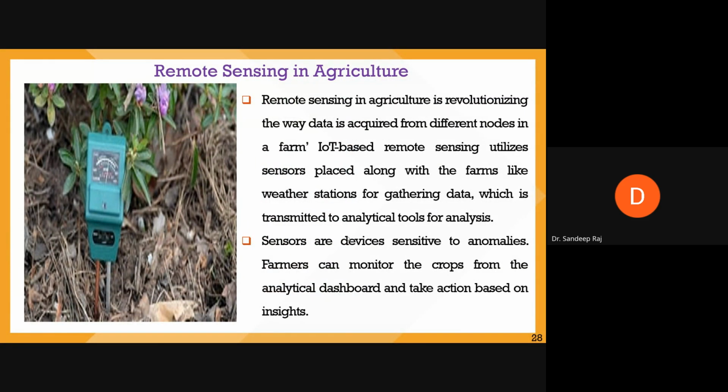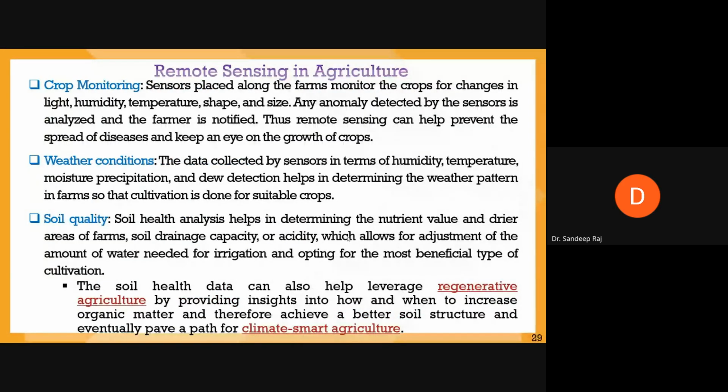This is remote sensing in agriculture, and basically the sensors are used to measure the soil moisture, and we can develop a dashboard to see the different measurements of soil moisture, and proper action can be taken accordingly. So what can be done through remote sensing? Sensors placed along the farms monitor the crop for changes in light, humidity, temperature, shape, and size. Any anomaly detected by the sensors is analyzed and the farmer is notified. Thus, remote sensing can help prevent the spread of diseases and keep an eye on the growth of crops.